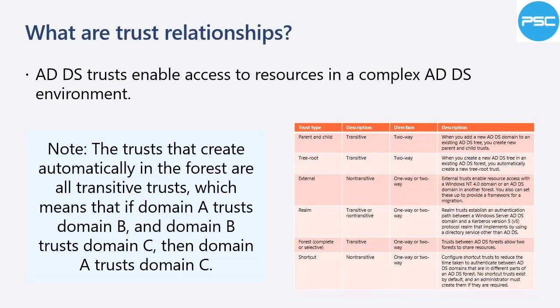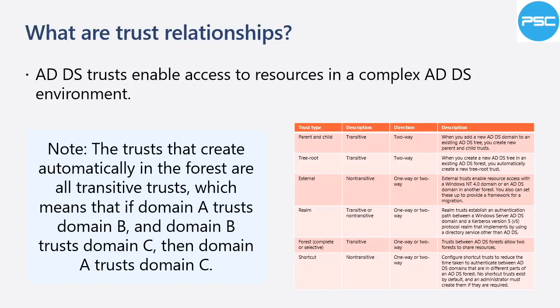ADDS trusts enable access to resources in a complex ADDS environment. When you deploy a single domain, you can easily grant access to resources within the domain to users and groups from the domain. When you implement multiple domains or forests, you should ensure that the appropriate trusts are in place to enable the same access to resources. In a multiple domain ADDS forest, two-way transitive trust relationships generate automatically between ADDS domains so that a path of trust exists between all the ADDS domains.